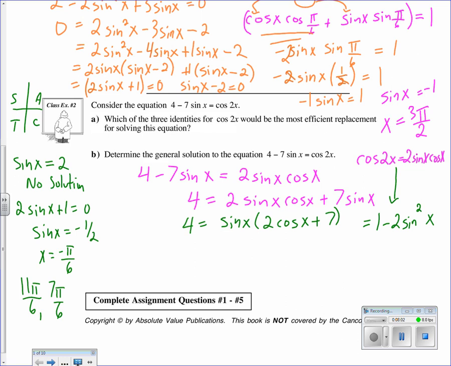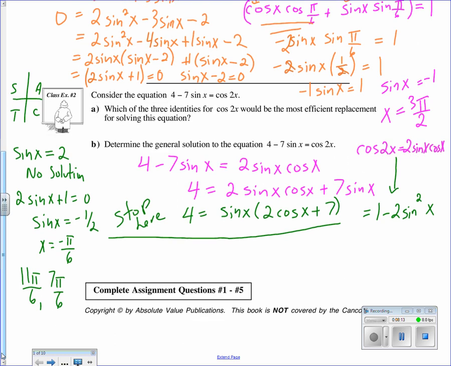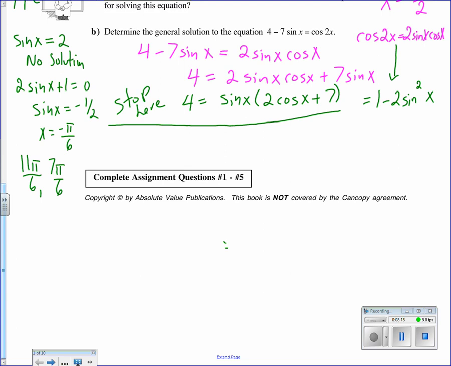So this one didn't work. I have to stop here. I might choose to erase, I might choose to paint it with whiteout, or just draw an X through it. But I have to restart. So I'm going to make my paper a little bit longer. So I have 4 minus 7 sine x.